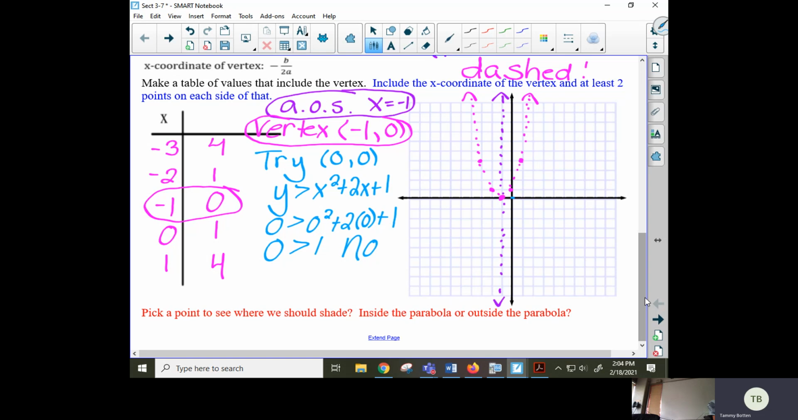So that means if I tried any point outside of my parabola, it would not work. And where I should be shading is inside my parabola. And if you're on the test and you want to make sure that where I'm shading is correct, since this didn't work, you could try a point anywhere inside of here and make sure that it works. Like you could try the point -1, 2 and make sure that it works in that inequality, okay? But we're going to assume that we did that right, and we're going to shade inside here.